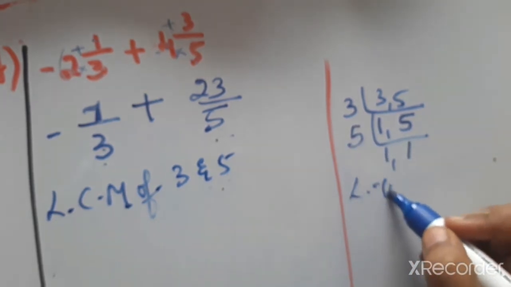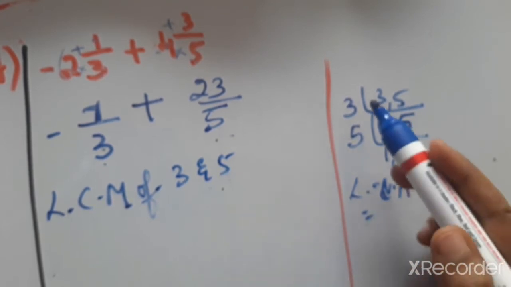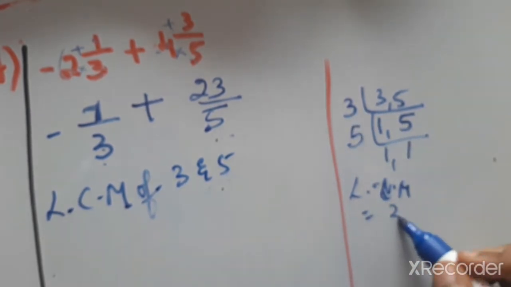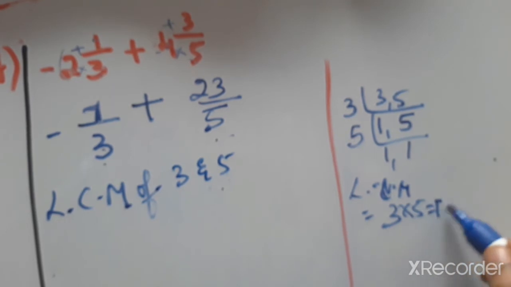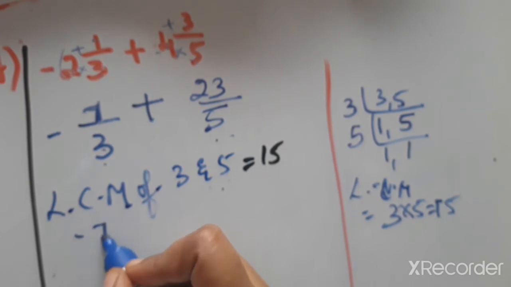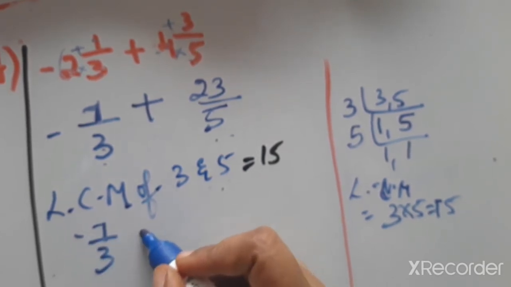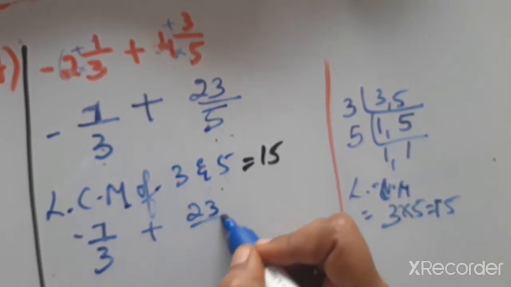So the LCM is 3 into 5. We have to multiply 3 into 5. 3 5s are 15, so the LCM value is 15. Now write the question once again: minus 7 by 3 plus 23 by 5.